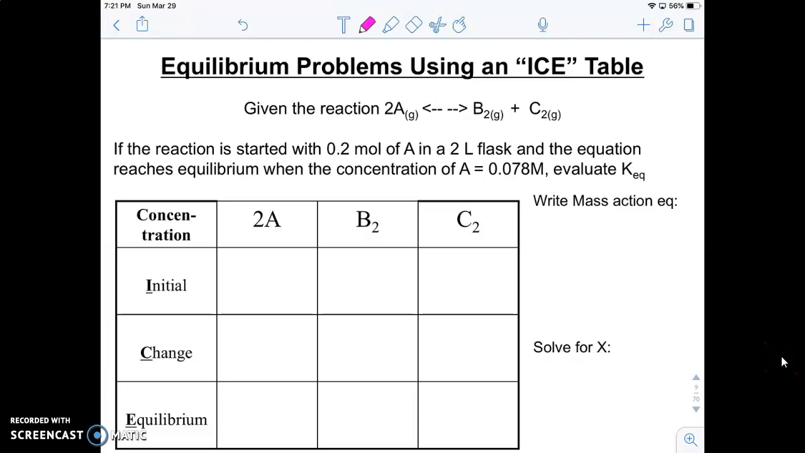Hi guys, so like I said, we're going to get into equilibrium problems that are a little bit more complicated, where you can write out the KEQ, but they're really not going to give you any numbers to plug in. They're not going to give you the concentrations of all of the reactants and the products at equilibrium. So you have to do some stuff to figure that out first.